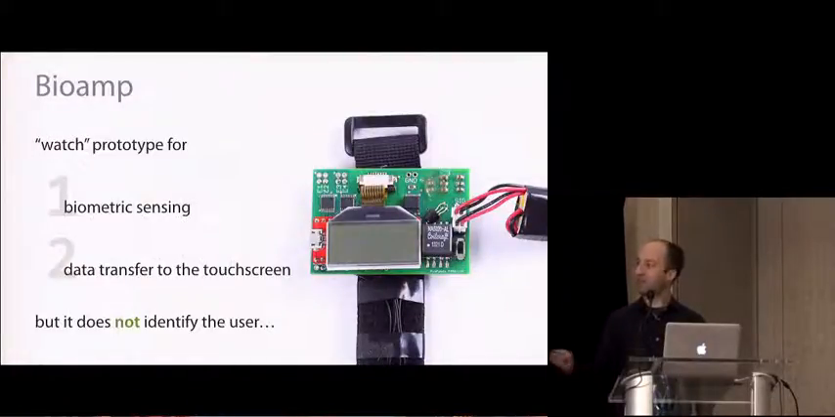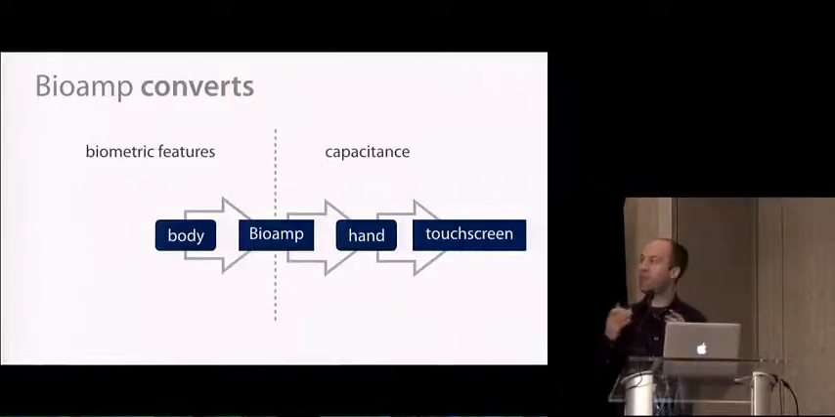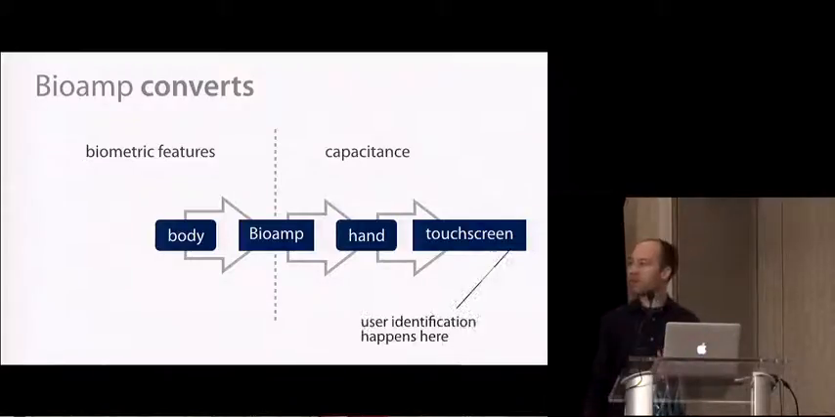Importantly, however, Bioamp does not identify the user. Bioamp merely converts something. It reads something the touchscreen cannot read. It converts it into a feature that the touchscreen can read, and then the touchscreen actually performs the actual user identification.